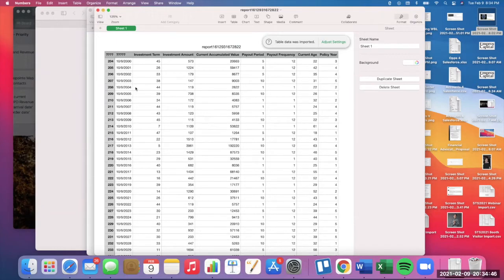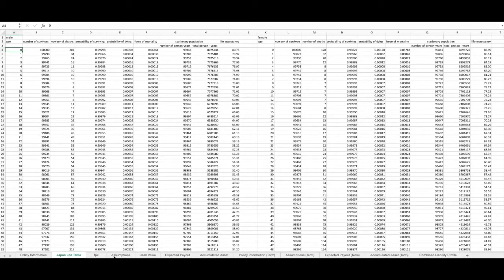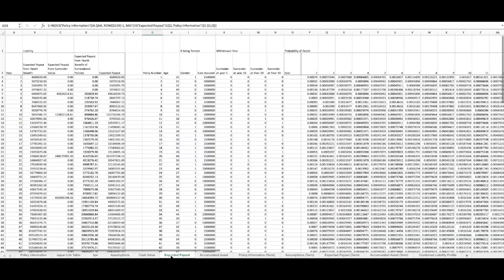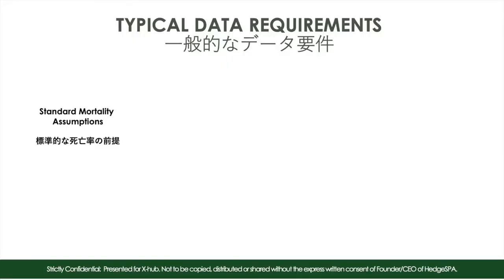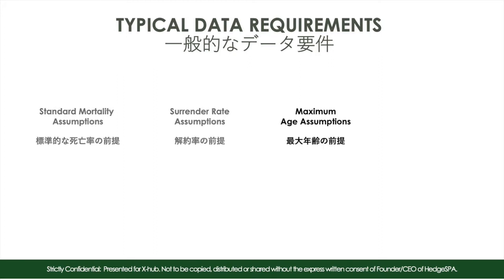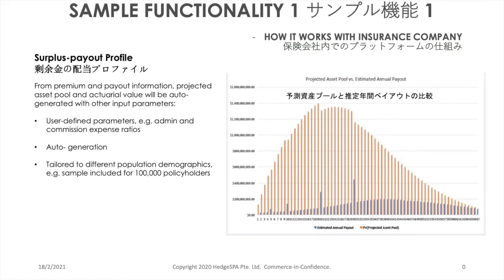We then process the insurance pool data by creating payout profiles based on actuarial assumptions. The exact data requirements will need to be worked on case by case, but here are some examples of the typical input data. Standard mortality assumptions in Japan, but users can customize the mortality tables if they need regional instead of national statistics. Surrender rate assumptions, maximum age assumptions. Existing assets being held against the liability pool. From these inputs, we can estimate the payout profile of the insurance policy pool and whether there are sufficient assets to protect against the liability pool.